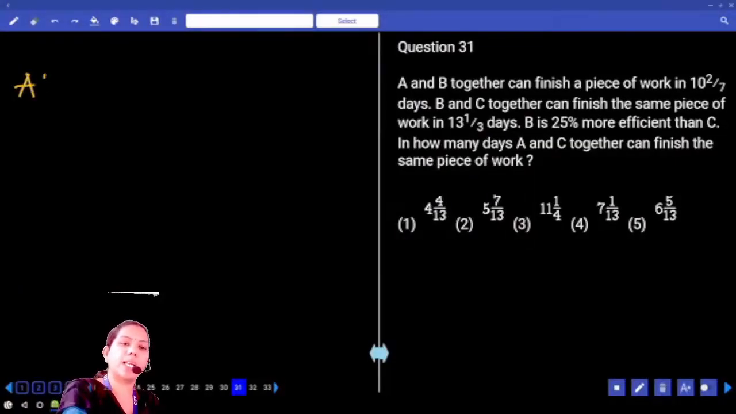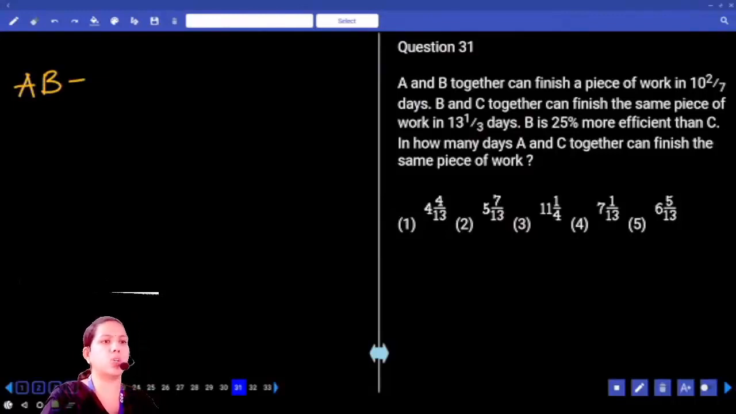AB together 10 2/7. Converting the mixed fraction to a normal fraction, it is 72/7. AB together complete the total task in 72/7 days. That is what the question gives us.